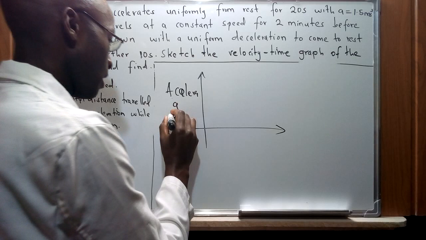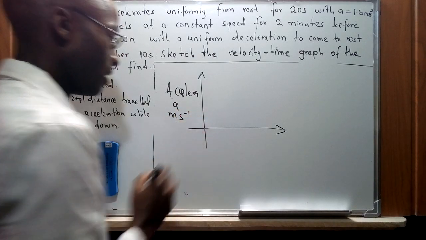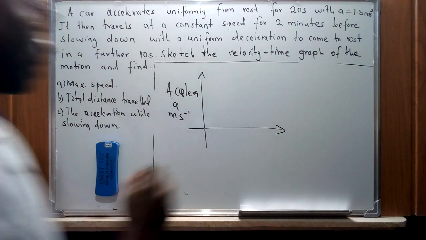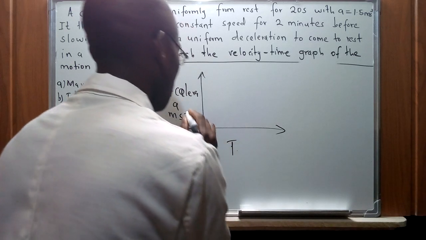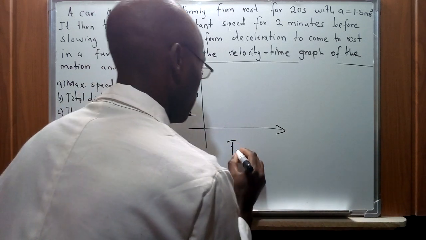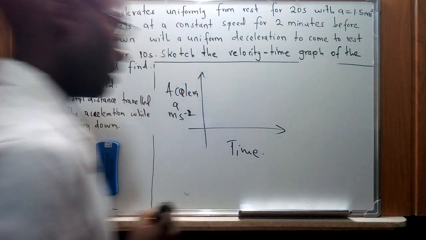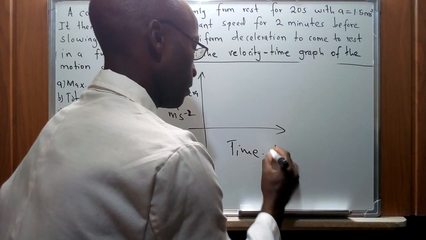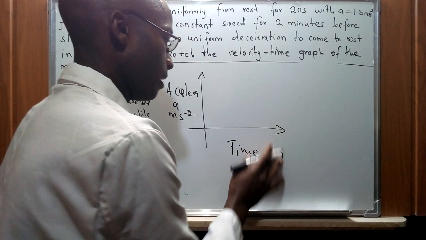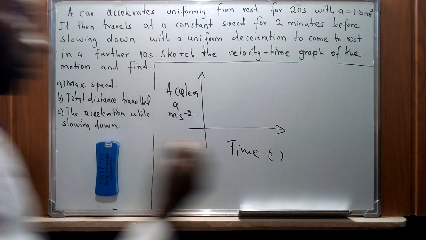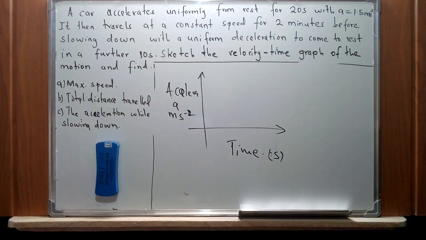So in that case, we can indicate that acceleration is measured in meters per second squared, and the time is measured in seconds. So we just indicate time in seconds. In graphing, this is a representation of the relationship between acceleration and time in this concept of motion.